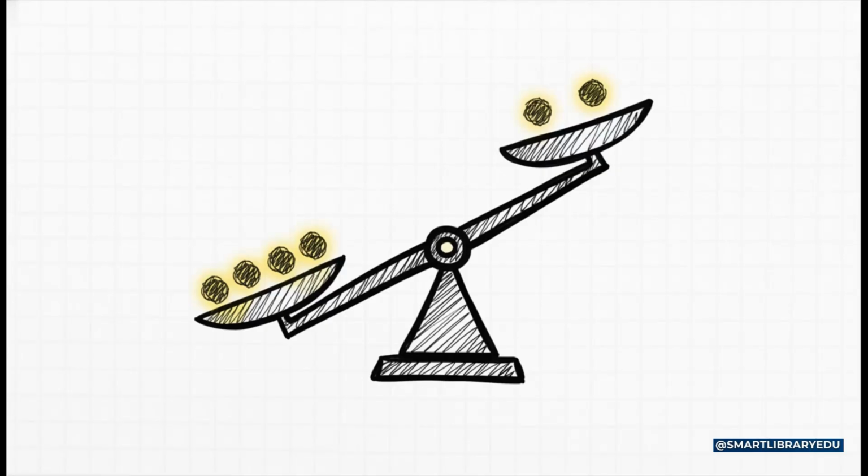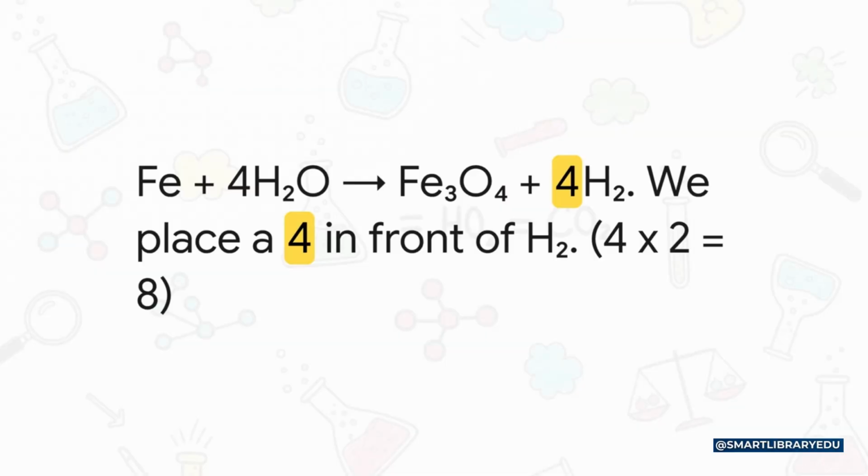Our new tally tells us exactly what to do. We have 8 hydrogens on the left, but only 2 on the right. So, you guessed it, our next job is to get 8 hydrogens on the product side. So how do we turn 2 hydrogens into 8? Well, the hydrogen on the right is H2. So what number times 2 equals 8? That's right, it's 4. So we'll place a coefficient of 4 in front of that H2.